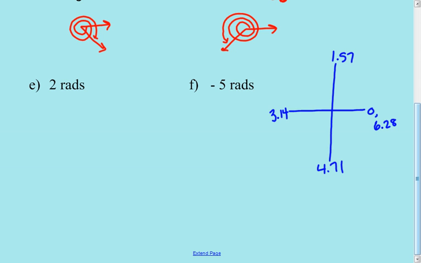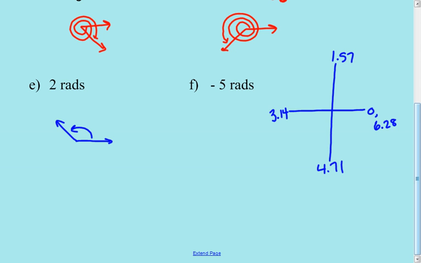Okay, so 2 radians is going to be a little bit more, partway between 1.57 and 3.14, a little closer to the 1.57. So it will look something like that, and you need to make sure you showed me that you rotate in the positive direction.